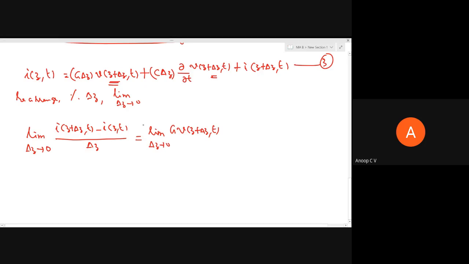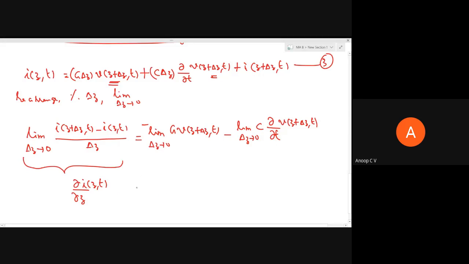And this entire thing is minus, and then minus the limit delta Z tends to 0. You can see C delta Z by delta Z gets cancelled, so it is C times dou by dou T of V of Z plus delta Z comma T. So this is what we have. Now the left hand side we can write as dou by dou Z of I of Z comma T. Of course I would have omitted the Z comma T, maybe later.